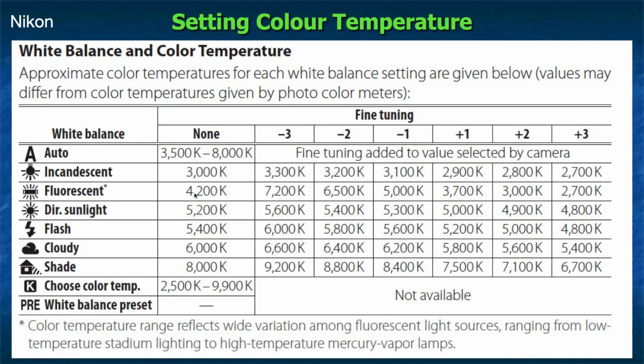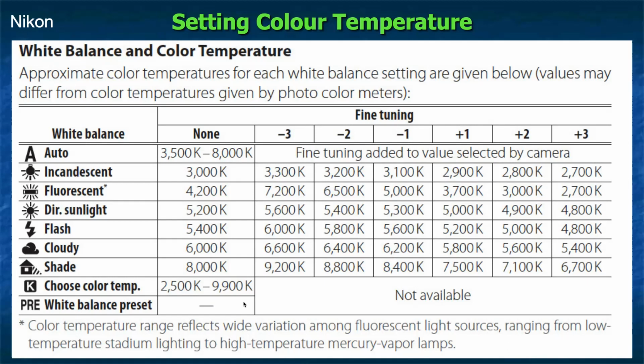Fluorescent is 4,200. Again, that's what I taught in college. Direct sunlight, 5,200. Flash is 5,400. Now, Canon was 6,000. They're both correct. How's that possible? I'll show you in just a minute why they're both correct. Cloudy is 6,000. And shade, I was taught in college, 8,000. So other than incandescent, which in college we were taught 3,200, everything else is the exact same as I was taught in college. So nothing changed in the 90s. And color temperature from 2,500 to almost 10,000 degrees Kelvin.